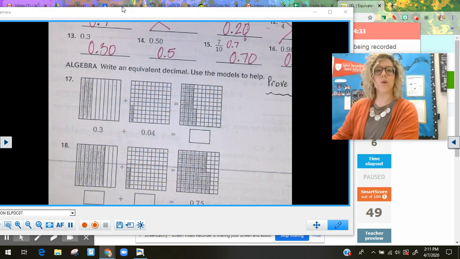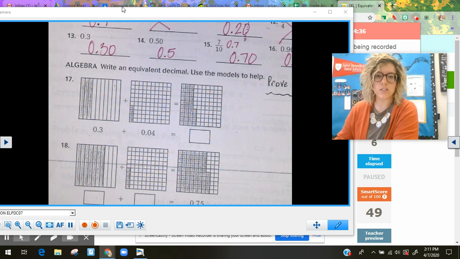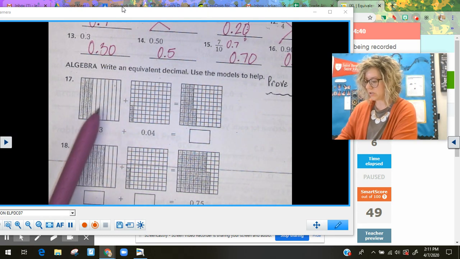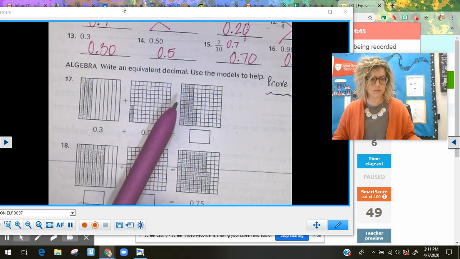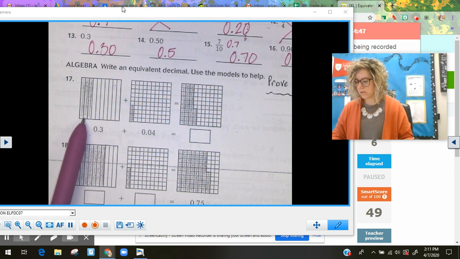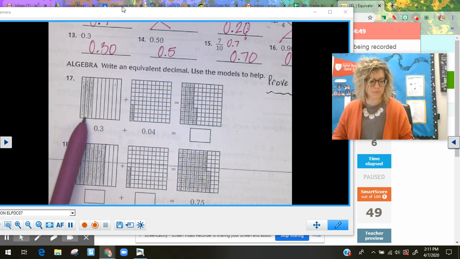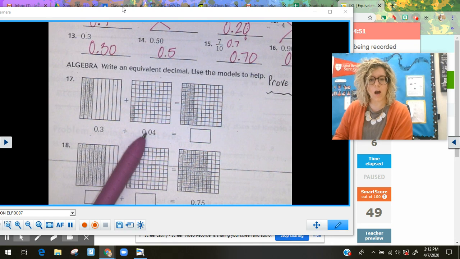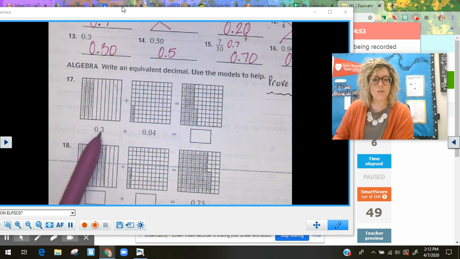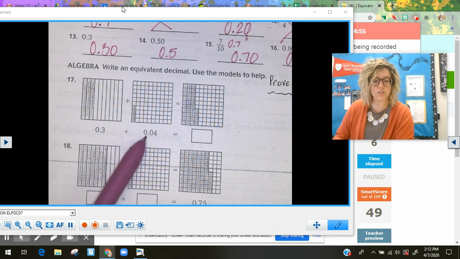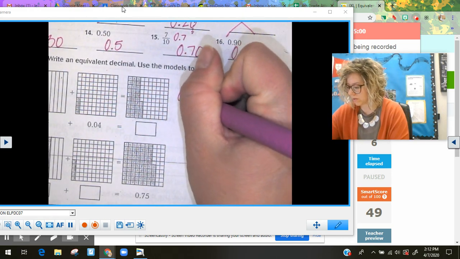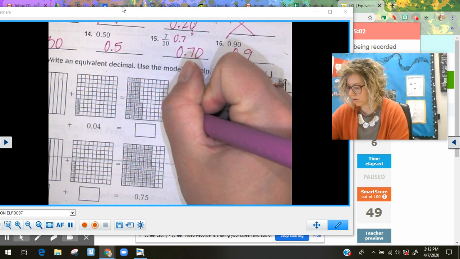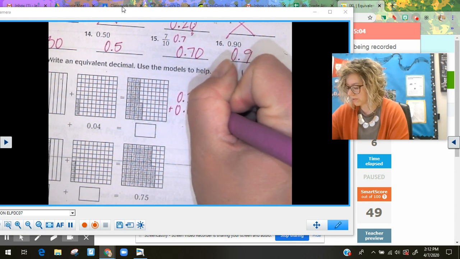We can also write an equivalent decimal. It says use the models to help. So what we're going to do is add all these up and figure out what the answer is. So I have tenths here. So I have 3/10, and I have 4 hundredths. If I add 3/10 plus 4 hundredths, again, all we have to do is line up our decimals. 0.3 plus 0.04.